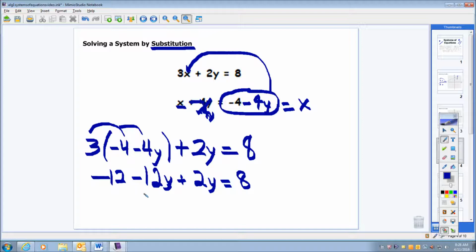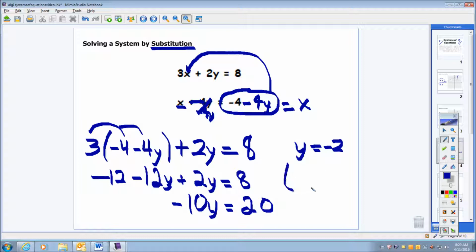Okay, I'm going to combine my like terms. Be careful here. A lot of kids will mess this part up. Negative 12 plus 2 is negative 10. So negative 10y equals. I'm going to go ahead and add 12 here and add 12 here. That's going to get 20. I have to skip a step or two once in a while because there's a lot of writing, and I have to stay within the screen when I record these videos. So y equals negative 2.